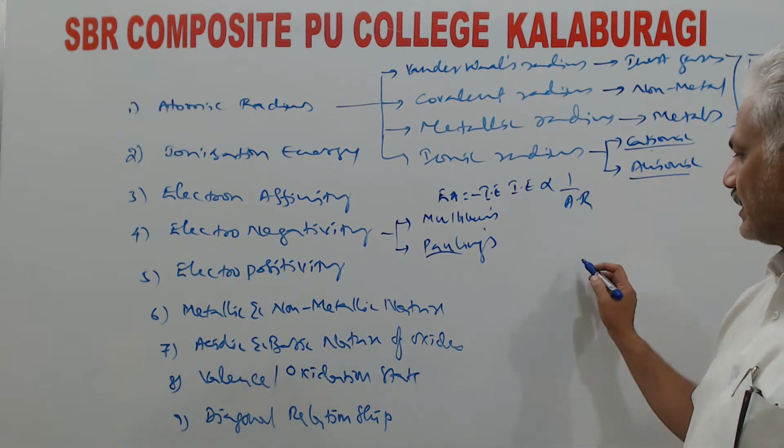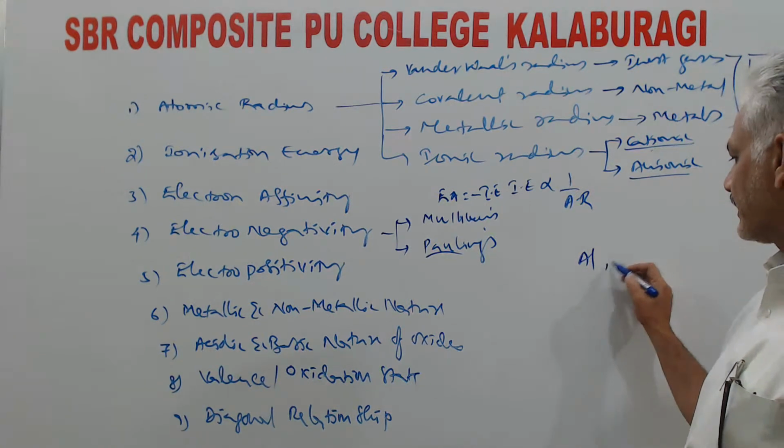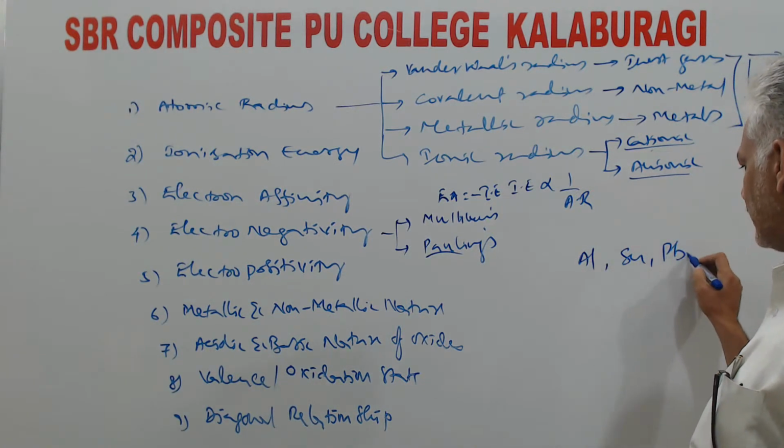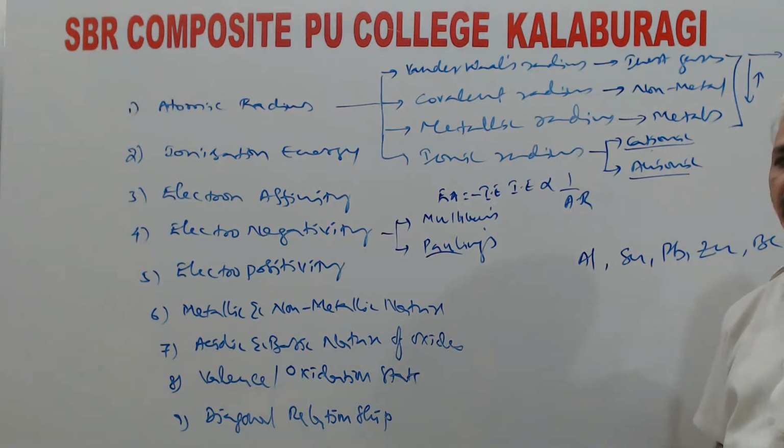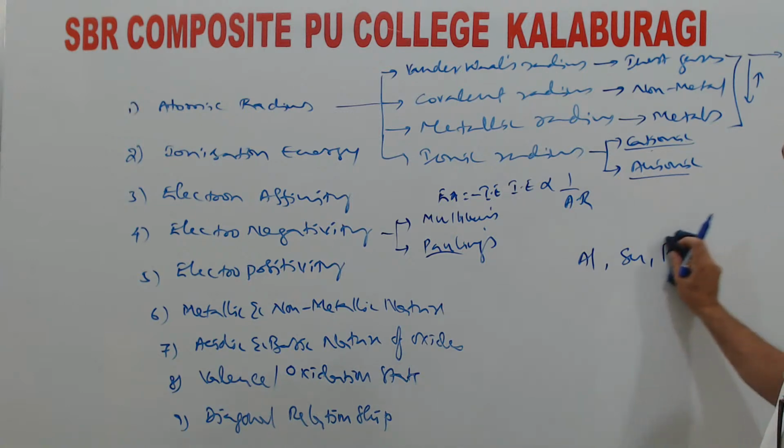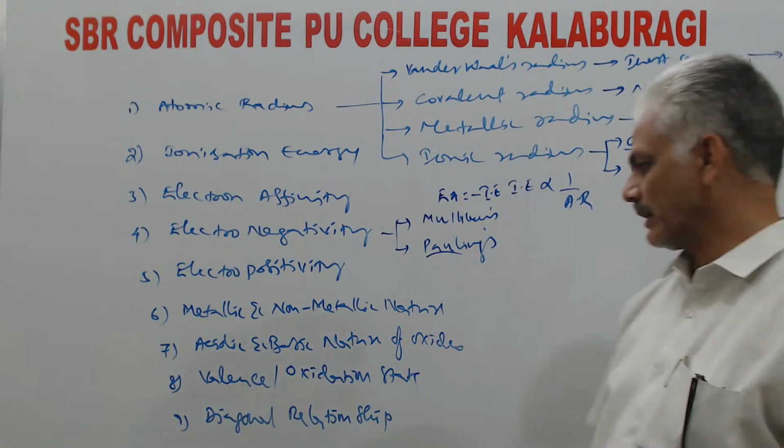So the amphoteric oxides, we have to remember, along with the semi-metals, few metallic oxides also act as amphoteric in nature. They are aluminium, tin, lead, zinc, and beryllium. So these are all metals, but their oxides have amphoteric nature. So these are the special cases that we have to remember.